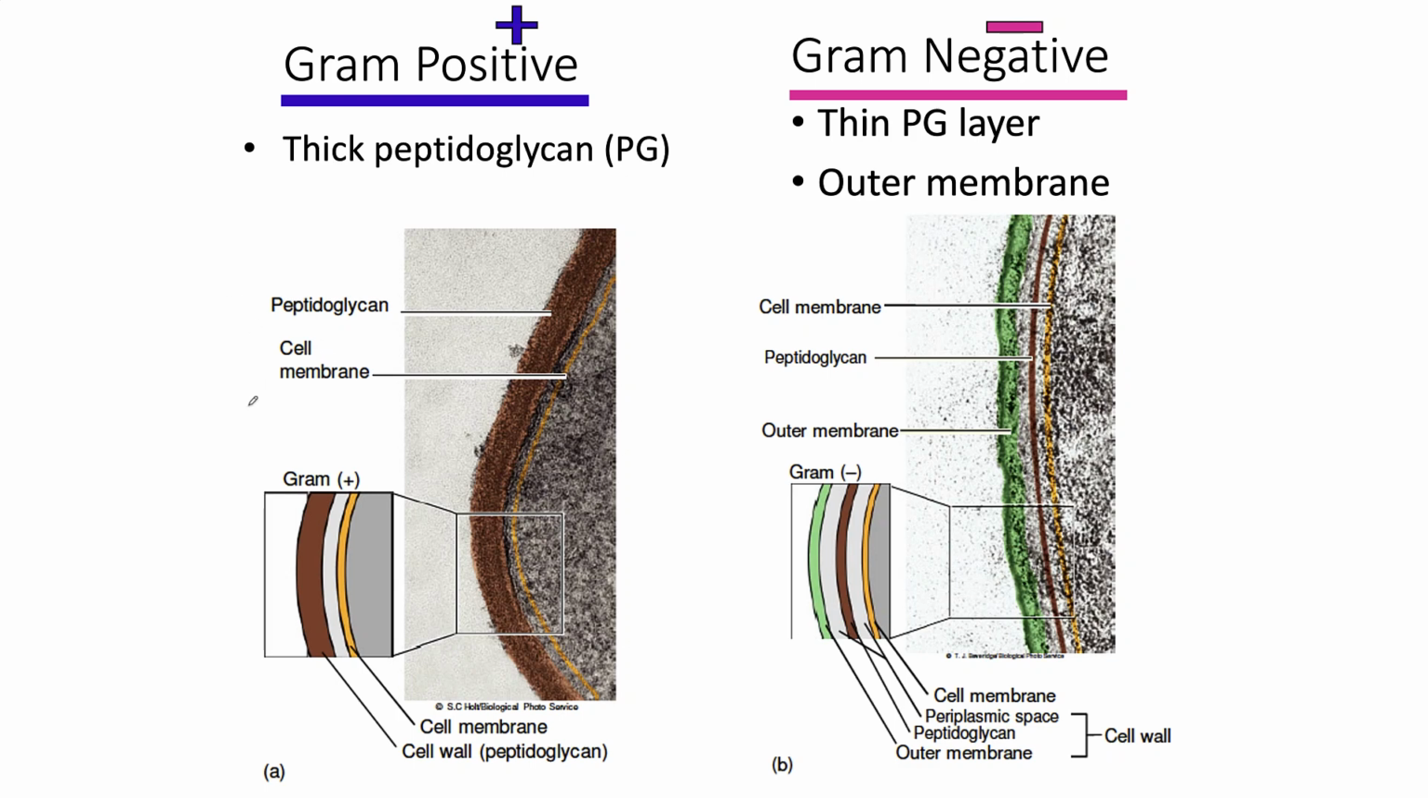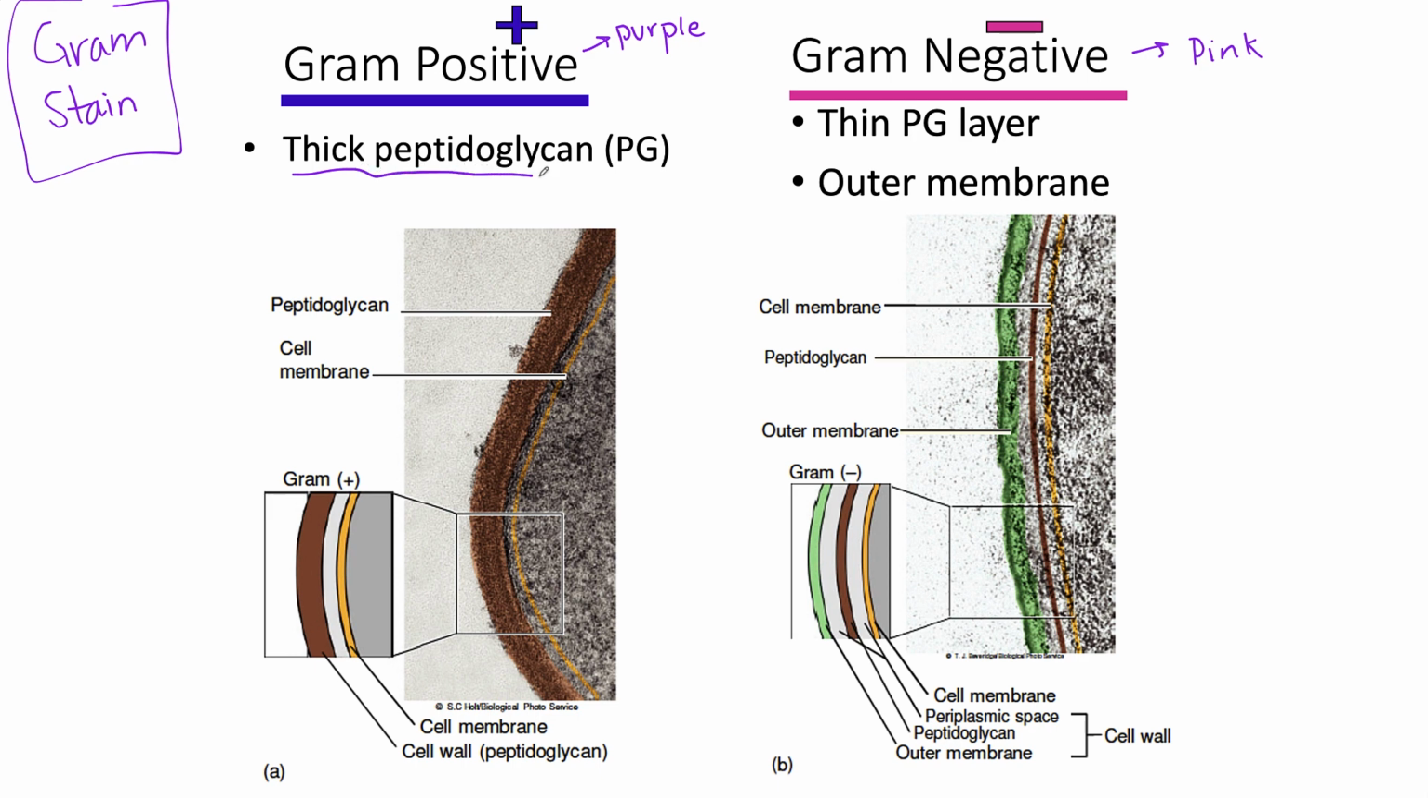Welcome, this is a microbiology video explaining why, after a gram stain procedure, gram-positive cells stain purple and gram-negative cells stain pink. And it has to do with their structural differences. Okay, so that thick peptidoglycan layer that's characteristic to gram-positive cells right here holds on to the purple stain.